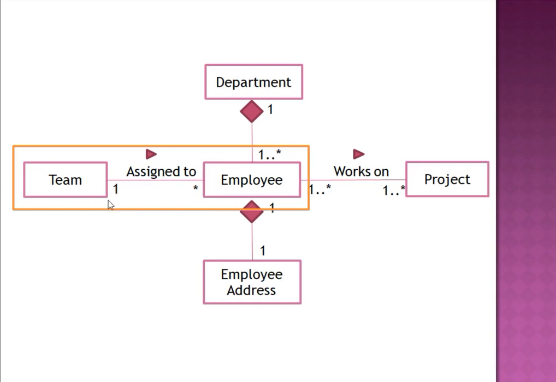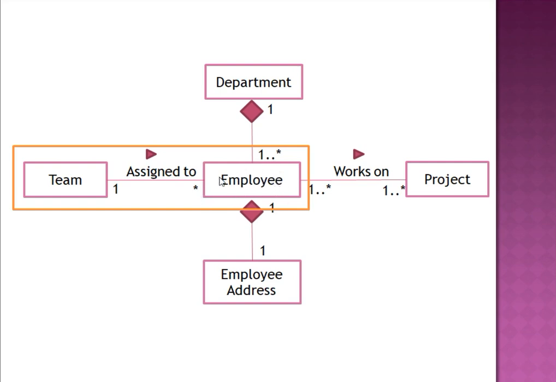Now what is the difference between the team-employee relationship and the department-employee relationship? If you observe here, I just put an asterisk sign, whereas when I am defining the department to employee relationship, here I say one-to-many. Now what is the meaning of asterisk? Asterisk means zero or many, zero or more. And here one-to-many means at least one record should exist.